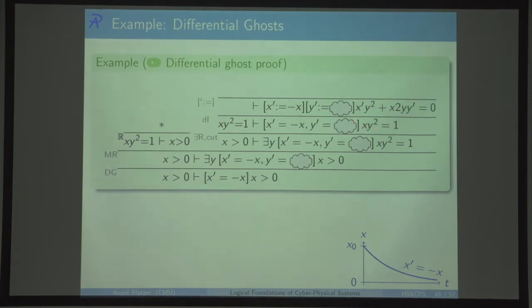And then you say, well, differential invariance reasoning. So x y squared equals 1 gives me x prime y squared plus 2 times x y y prime equals 0, right? I still haven't told you what that is.